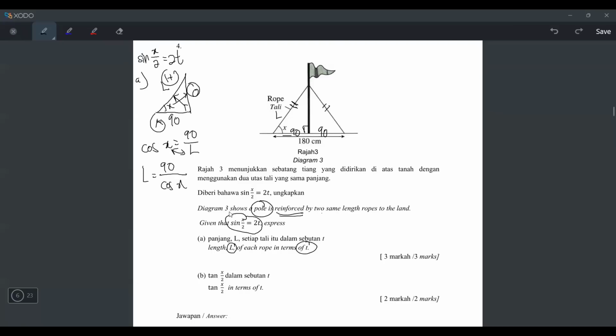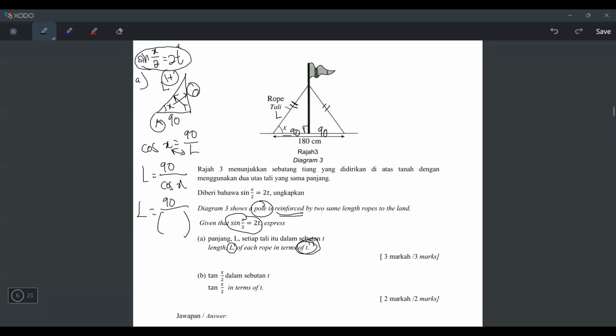But it's still not the answer yet, because they want to express length of rope in terms of T. This is length in terms of X. I want in terms of T. And if you look at my answer doesn't have T now. So this is when I have to use this information to solve. So this is 90 over cos x, right? So the 90, definitely you can't do anything to it. But the cos x, I need to change to something else.